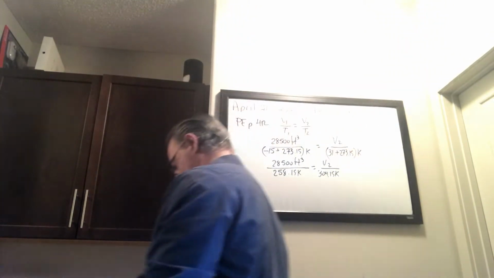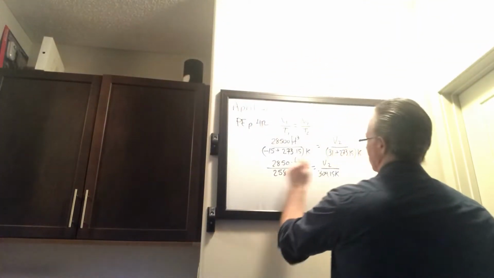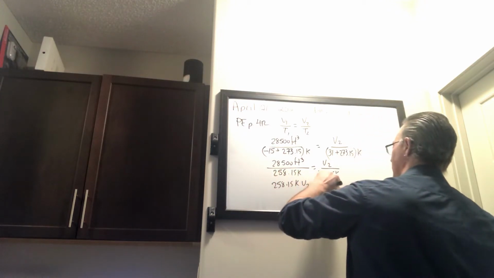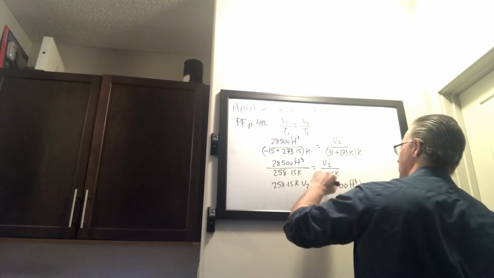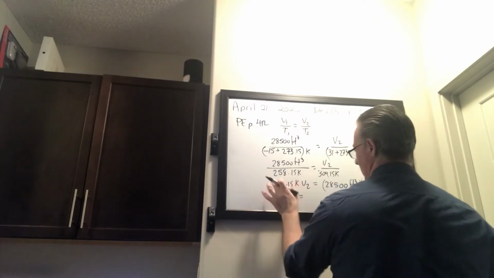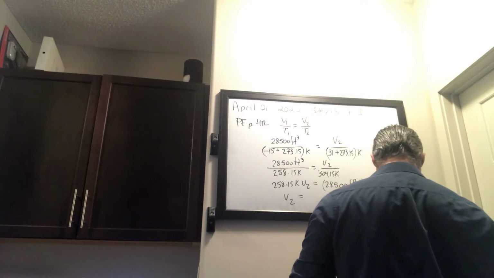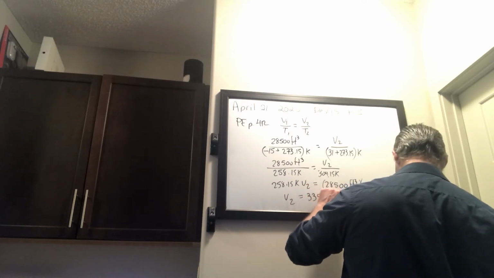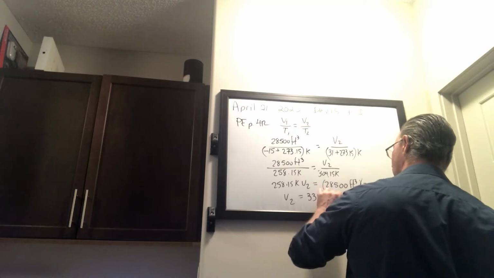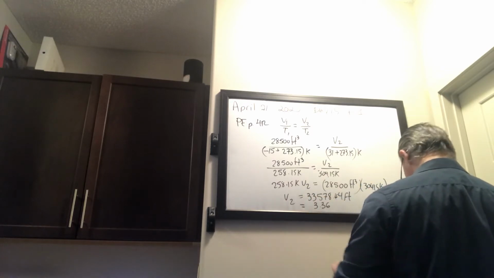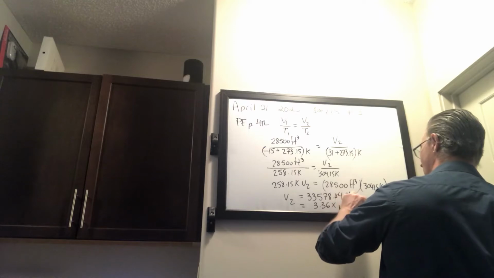When you solve it, you're going to get this. So you can cross multiply. So 258.15 K times V2 is going to give you 28,500 feet cubed times 304.15 K. Solve for V2, and you get by dividing, transposing that 258 on the bottom there. And what you get is 33,578.44 feet cubed. Now, I'm not going to report that number because there's too many sig figs. You're going to report three significant figures, so you get 3.36 times 10 to the 4 feet cubed as your final answer for that question.